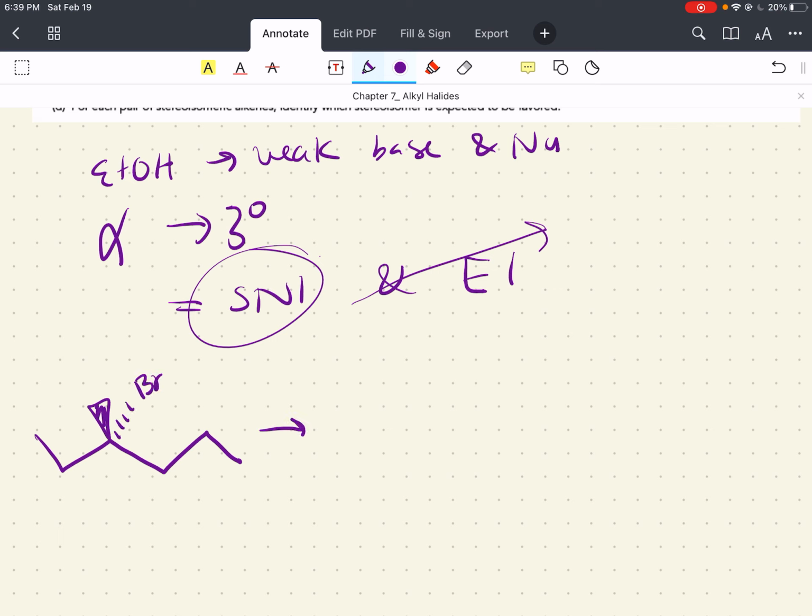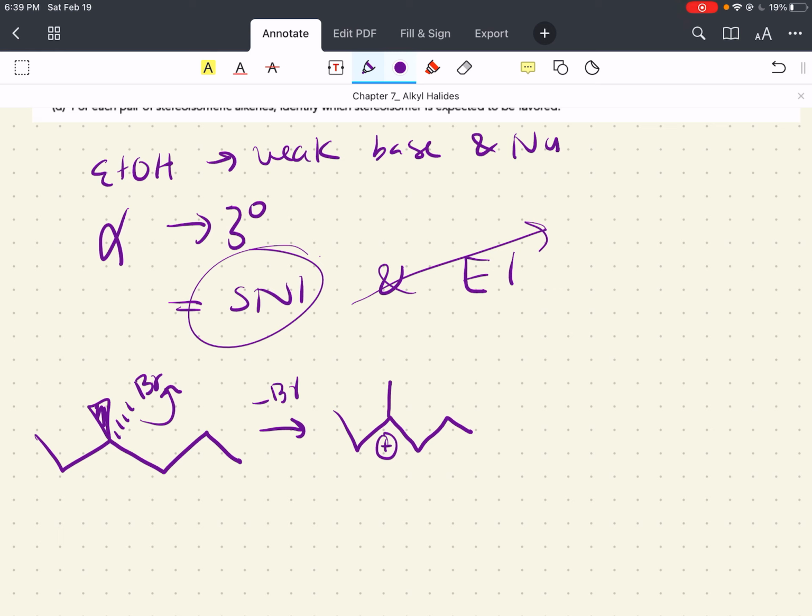All right, first step of SN1, bromine's going to dip. It's going to leave. And what we get as a consequence is something that looks like this. And look at that, we have a tertiary carbocation here. We do not need to worry about any kind of rearrangement here.